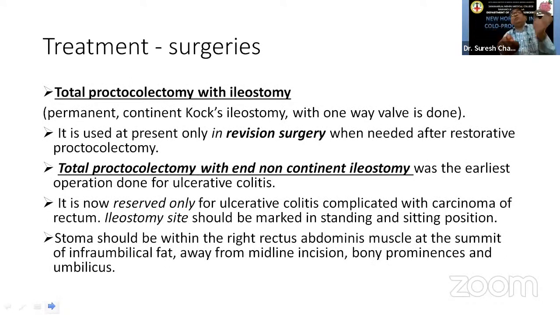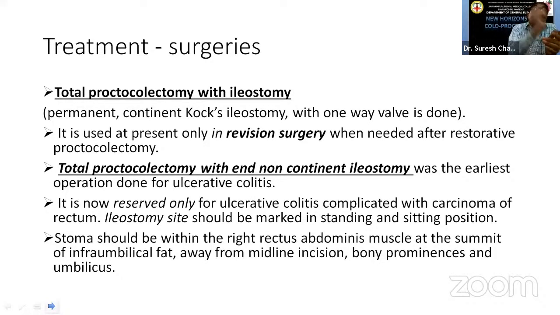Total proctocolectomy with ileostomy. This is the only operation you should know. Whatever question you get in your postgraduate or undergraduate exam, if any student simply writes total proctocolectomy with ileostomy, whoever the examiner is will be happy. And the second is proctocolectomy with continent ileostomy or non-continent ileostomy. These two operations you should know. Sorry, I have not shown any video or diagrams, but these are the two operations you should know.